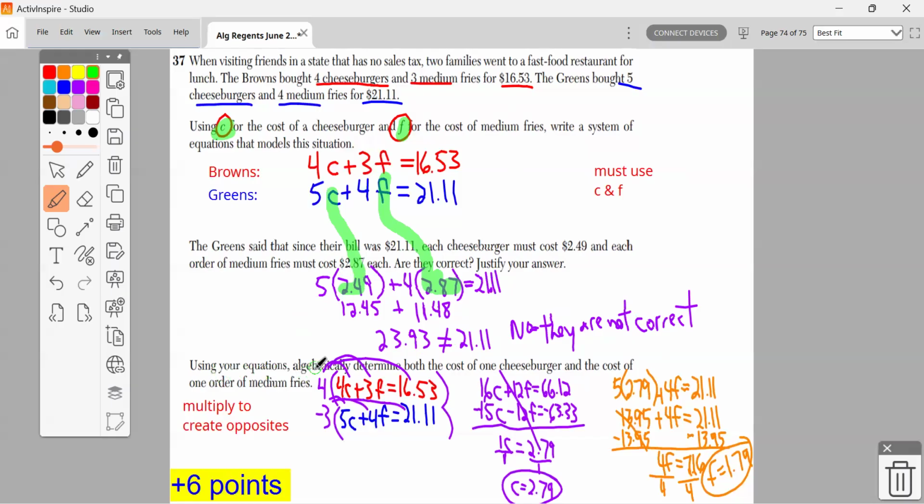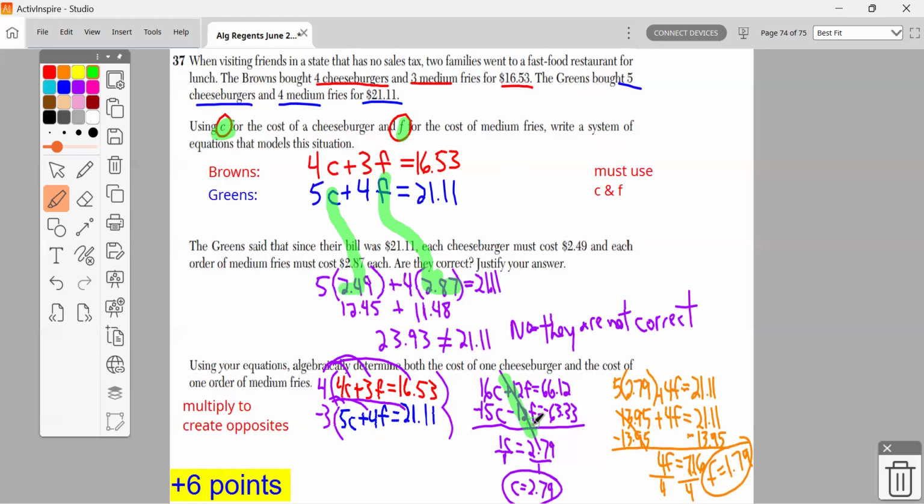Use your equations, solve algebraically for the cost of 1 cheeseburger and 1 fry. So we want to multiply to create opposites. Now, this one's hard because 4 doesn't go in evenly to 5, 3 doesn't go in evenly to 4. So you have to multiply both equations to create opposites. I chose to work with the fries, so I chose to create a 12F and a -12F. I get a 12F by multiplying by 4, distribute, distribute, distribute. I get a -12F by multiplying by -3, distribute, distribute, distribute. Don't forget to distribute all 3 times. That makes those F's cancel out right there.